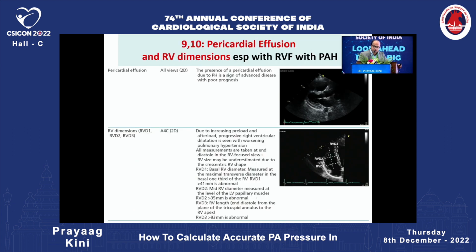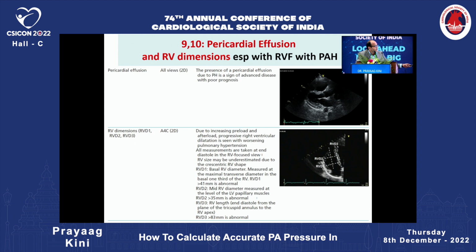Of course, other corollaries would be if you see evidence of pericardial effusion or RV failure. That is again an indication that there is PAH happening in the patient. And of course, the RV diameters. Now, this is something interesting. The RV diameters have to be mentioned at 2 levels.